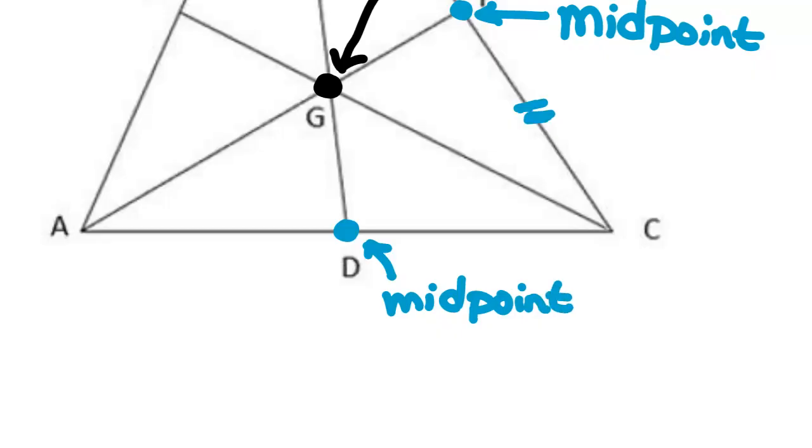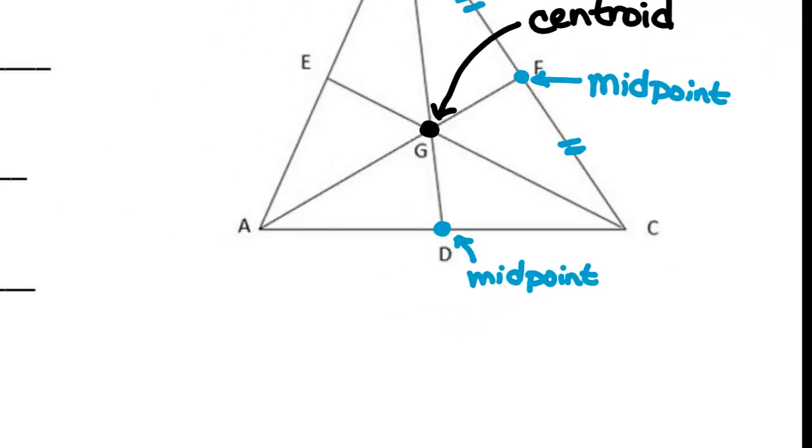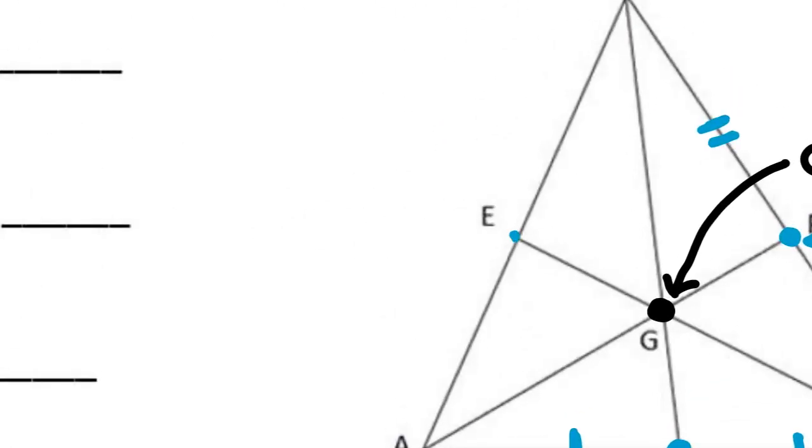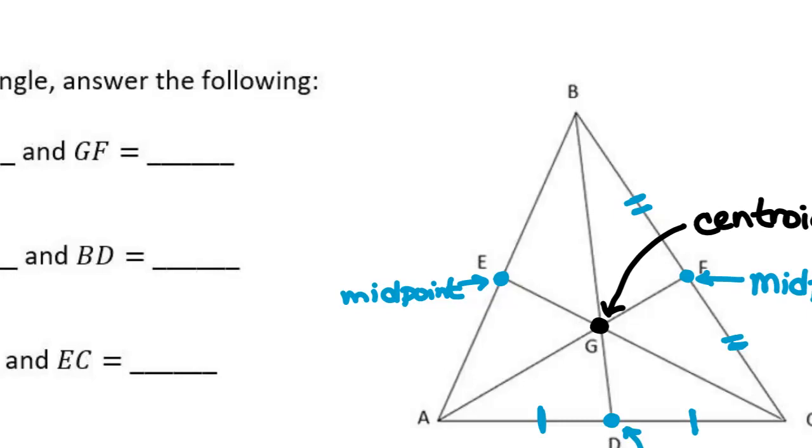If D is a midpoint, what two segments would have to be congruent? AD and DC. Give me another midpoint. E. E is a midpoint. So what segments would have to be congruent? AE and BE.